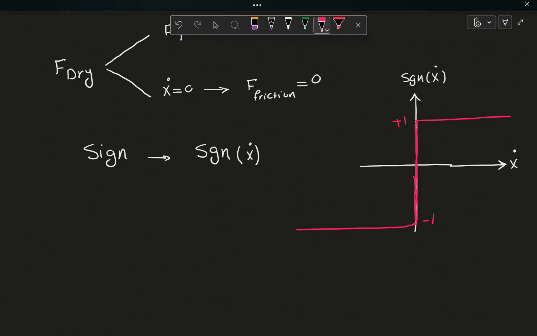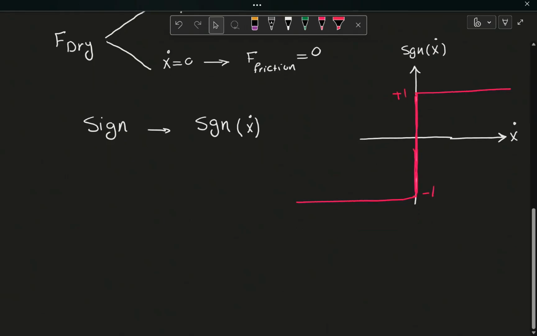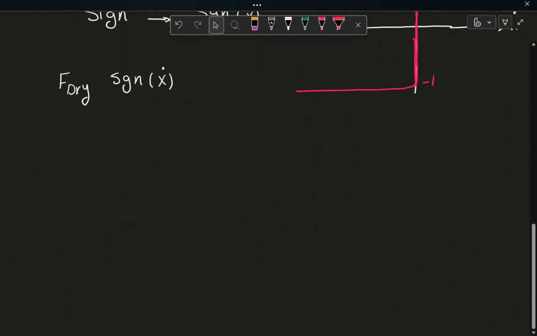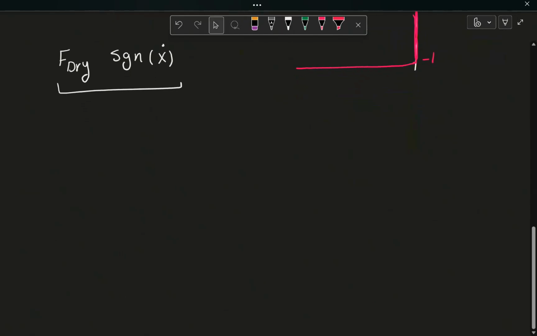Good. Okay, now look at this. It's a very important function. What we do to model f dry is we simply multiply the magnitude of f dry, which is a constant number, by the sign of the velocity. If you have relative velocity, you use that; if you have just one velocity, that velocity. So let's see how this simple model will handle the dynamics of the system.